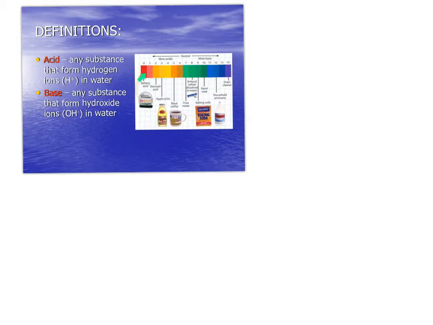Almost every substance that is an acid or base, we can separate it. All of the substances that are acids and bases fall within this range. So the acid is anything less than a pH of 7, and 7 is neutral. And then anything greater than 7 is base.